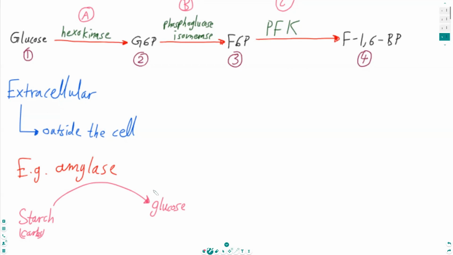Another example is trypsin, which is made in the pancreas, but again secreted extracellularly to help digest proteins in the small intestine.